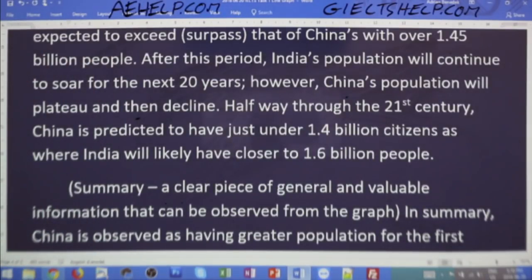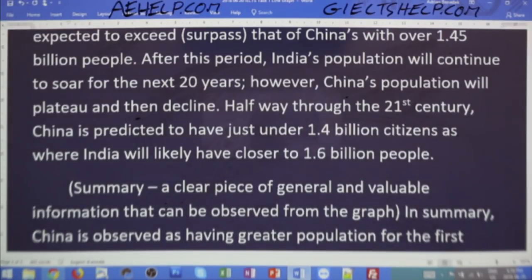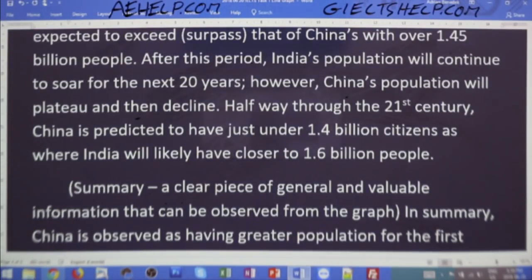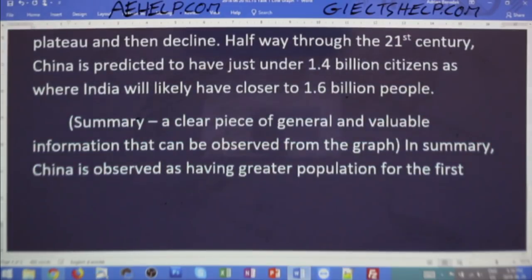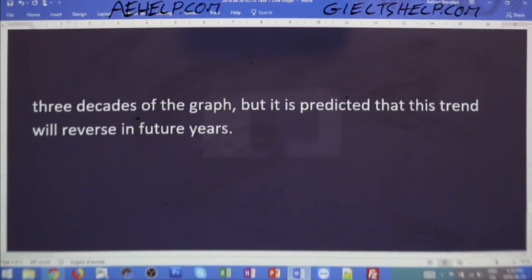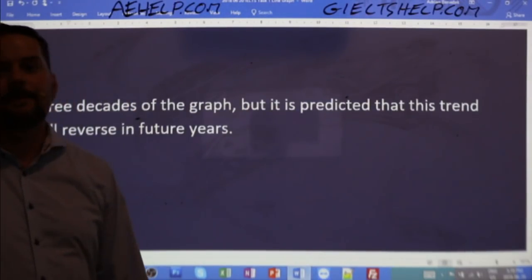However, China's population will plateau and then decline. Halfway through the 21st century, China is predicted to have just under 1.4 billion citizens, whereas India will likely have closer to 1.6 billion people. In summary, China is observed as having greater population for the first 3 decades of the graph, but it is predicted that this trend will reverse in future years. Boom, there it is. It's done. You're on your way to a nice high band score.